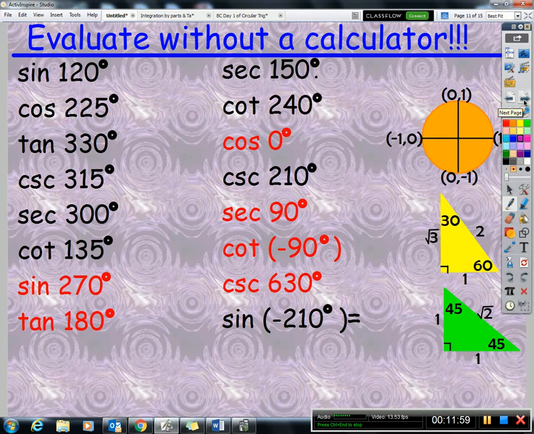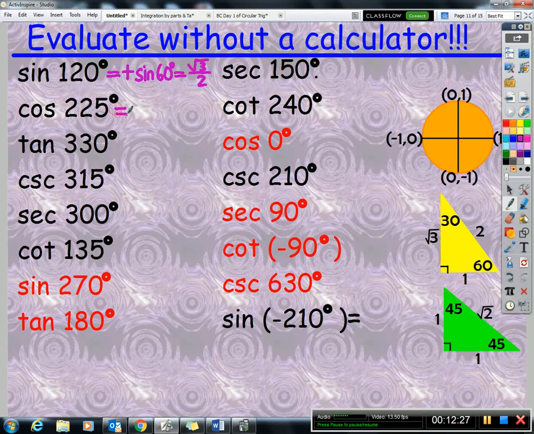If I ask you to evaluate the sine of 120 degrees, I need you to know that 120 is in the sine quadrant, therefore it's positive. Then I need you to know that 120 degrees' reference angle is 60 degrees. Then I need you to look at your 60-degree yellow triangle and say sine is opposite over hypotenuse, square root 3 over 2. That was steps 1, 2, and 3.